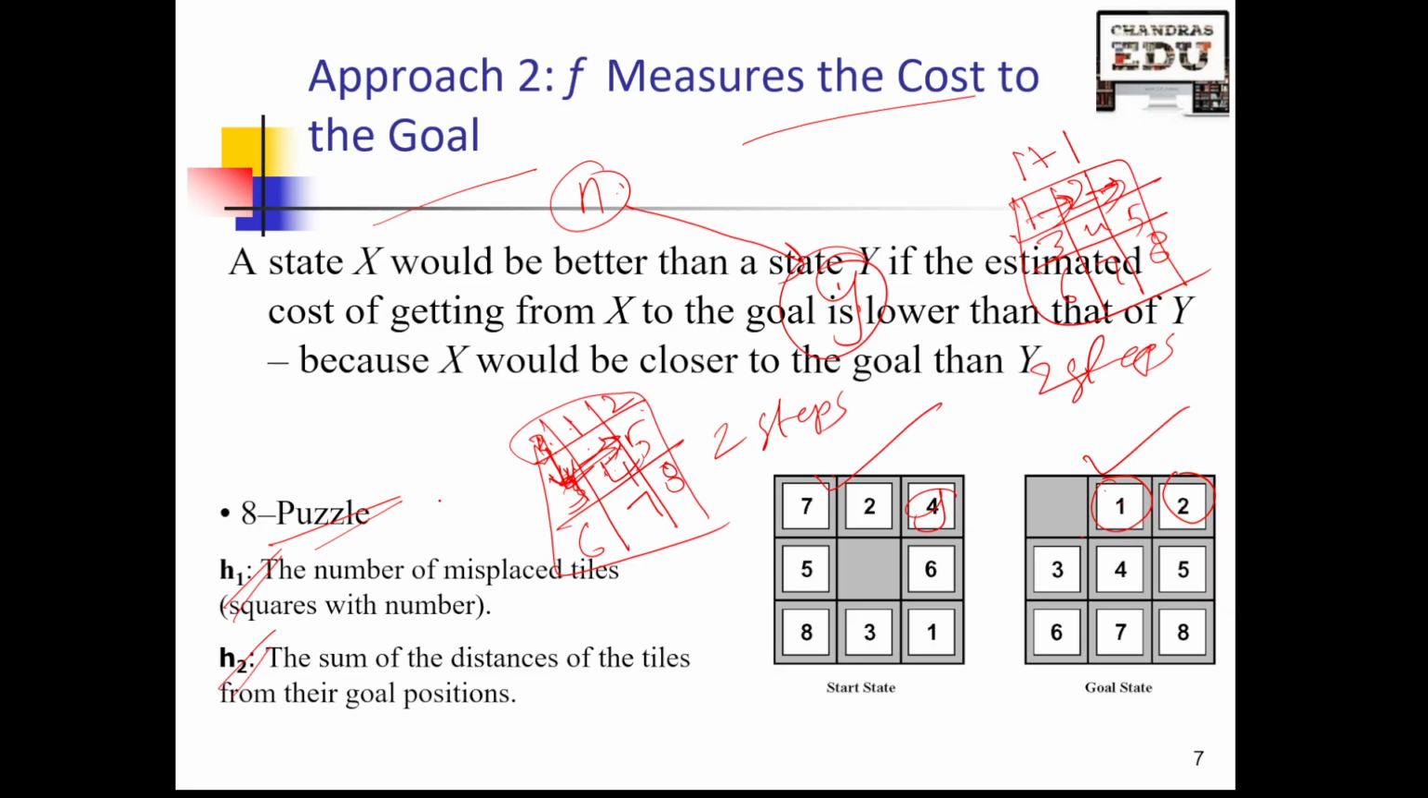So there are different approaches. We just consider here the distance from the node n to the goal node. That is the second approach.